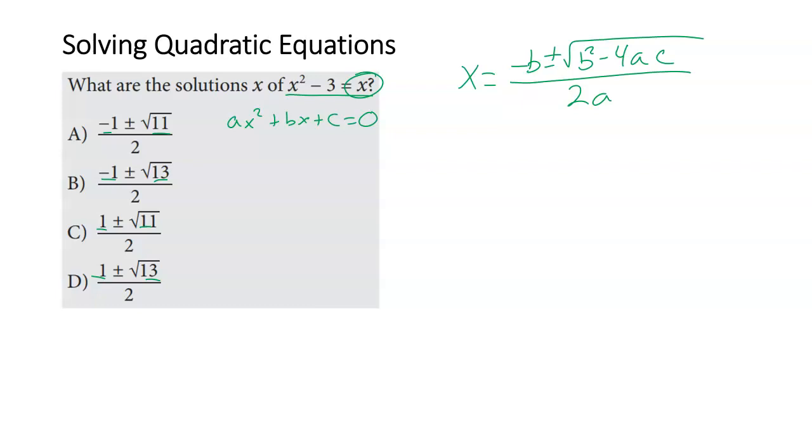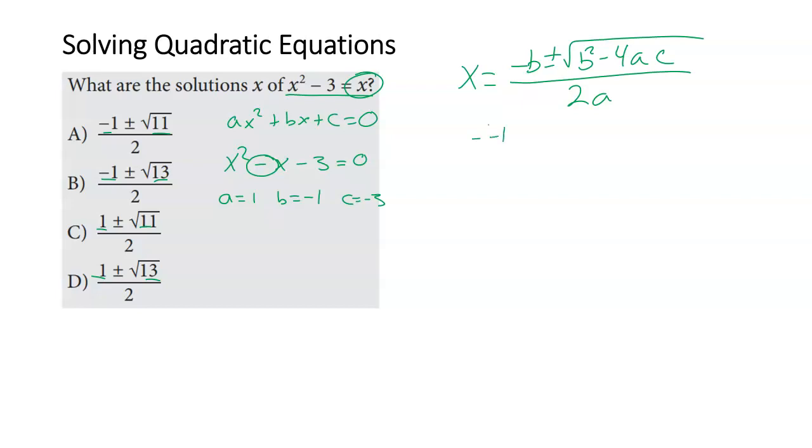So if I have x squared minus x minus 3 equals 0, subtract that x, it comes to the other side. What's the value of a? What's the coefficient on x squared? 1. What's the value of b? -1. That's going to make a big difference. What's the value of c? -3. So then I can plug those all in.